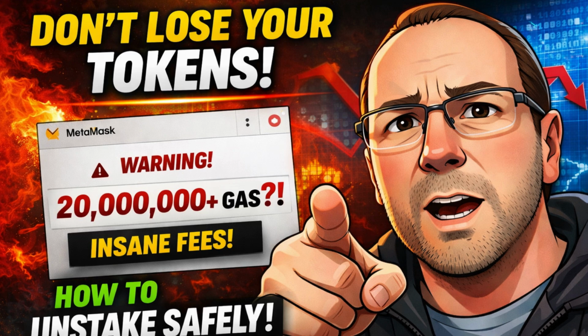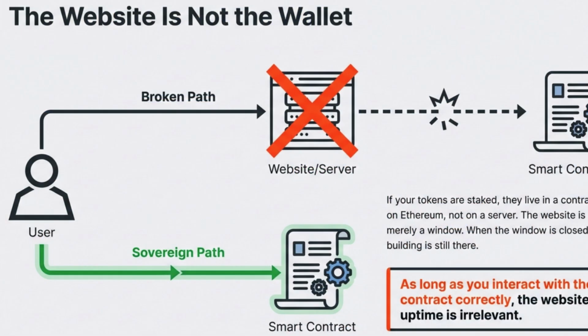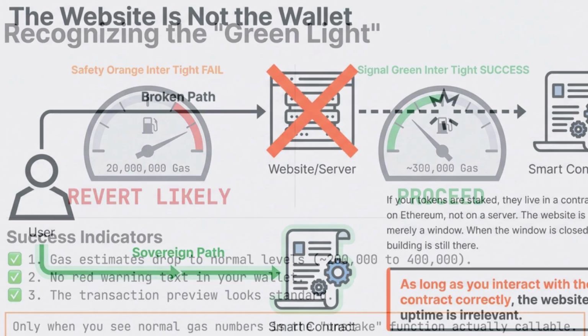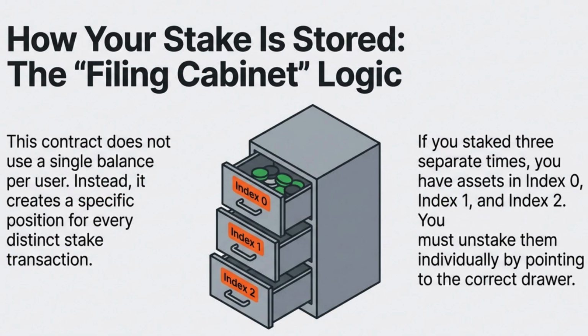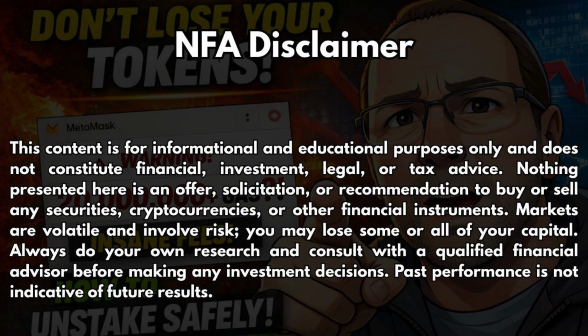If you stake tokens on the Ethereum network and the staking website is unreachable, this video is for you. I'm going to show you how to unstake directly from the Ethereum smart contract, how to correctly fill in the unstake parameters, and most importantly, how to recognize when a transaction is guaranteed to fail before you burn gas. This isn't a theory, this is exactly what I ran into and exactly how I did it.